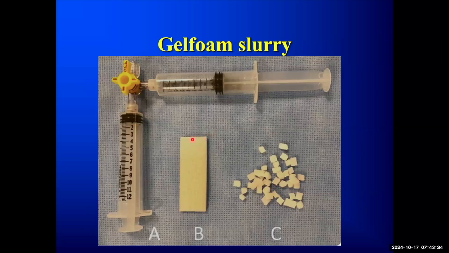So here's a typical sheet of gel foam. And what we can do then is cut it up into small little cubes and then put the cubes into a syringe. So add the cubes to one syringe, 3-way stopcock, add contrast to the other syringe. And then as you would with PVA, you just mix them up back and forth and you kind of create a little slurry, and that's easily injected and quite effective.